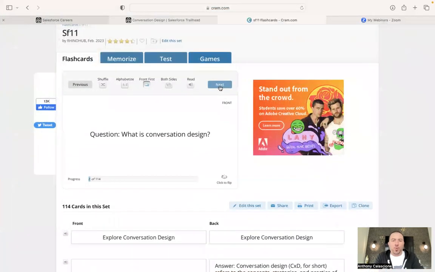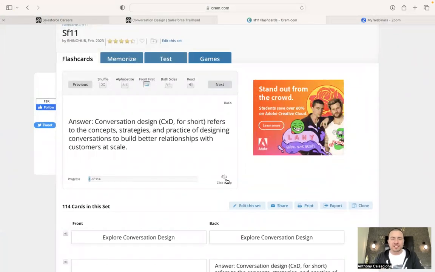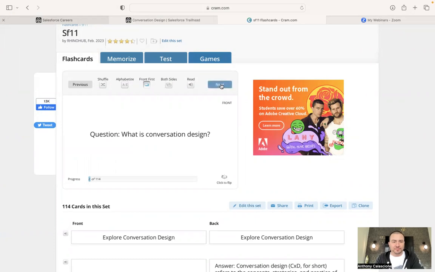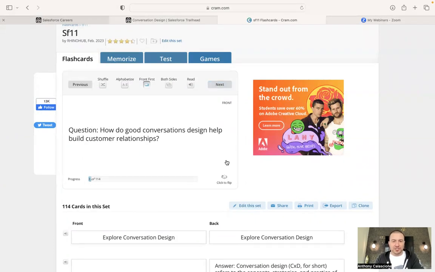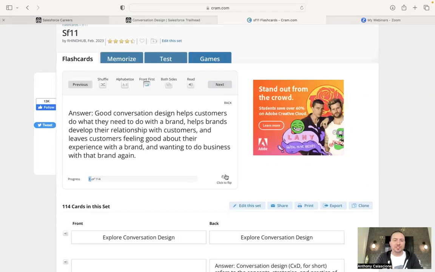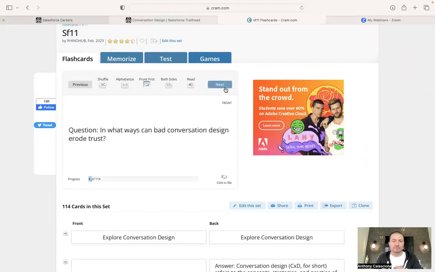What is conversation design? Conversation design, CXD for short, refers to the concepts, strategies, and practice of designing conversations to build better relationships with customers at scale. How does good conversation design help build customer relationships? Good conversation design helps customers do what they need to do with a brand, helps brands develop their relationship with customers, and leaves customers feeling good about their experience with the brand and wanting to do business with the brand again.